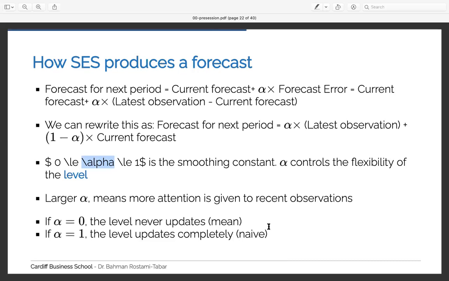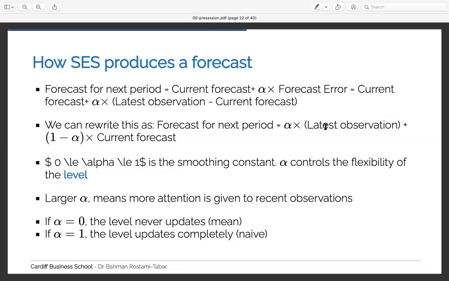So now, what does a big or small value of alpha mean? If we have a higher value of alpha close to 1, it means we give more weight to the latest observation. So it means more recent observations are important for us, right? That's the interpretation we have for alpha, and alpha controls the flexibility of the level.